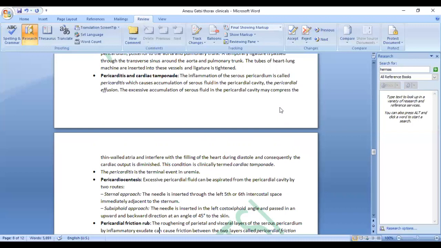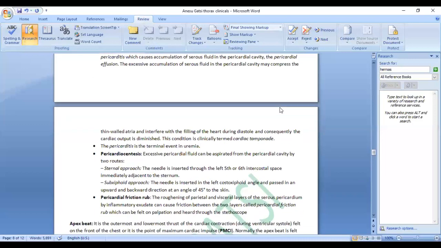Then pericardiocentesis is the same as the one that we talked about in relation to pleuritis, whereby we have excessive pericardial fluid being aspirated from the pericardial cavity. So for this, you may have a sternal approach or a subxiphoid approach. For the sternal approach, you insert the needle in the left fifth or sixth intercostal spaces immediately adjacent to your sternum. But for the subxiphoid approach, the needle is inserted in the left costoxiphoid angle and passed in an upward and backward direction at an angle of 45 degrees.